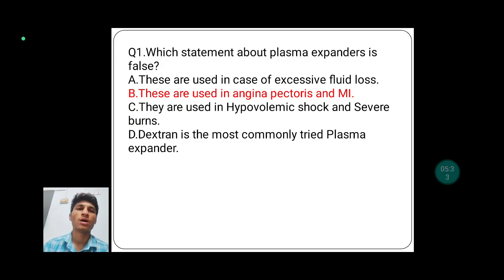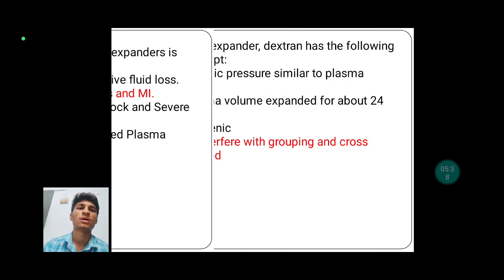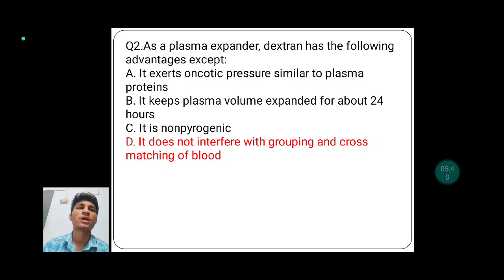Second question: as a plasma expander, dextran has the following advantages, except: it exerts oncotic pressure similar to plasma protein. Yes. It keeps the plasma volume expanded for about 24 hours. Yes. It is non-pyrogenic. Yes. But it does not interfere with blood grouping and cross matching of the blood. This is the exception, not an advantage of dextran, because it interferes with blood matching and blood grouping.